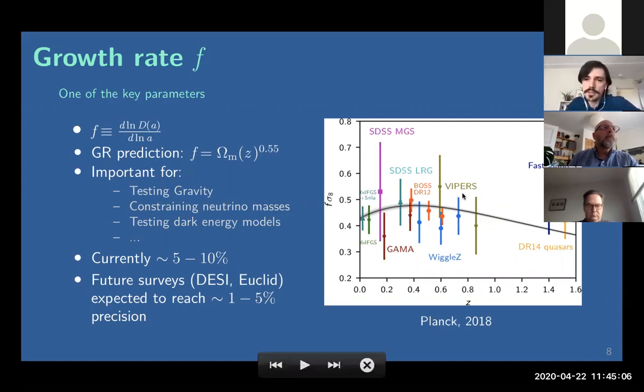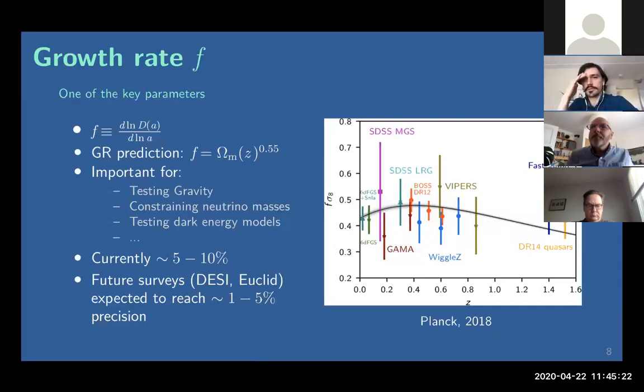So currently, these are some constraints that I picked up from the Planck paper, and you see that they are a bit all over the place, but most of the best ones are roughly 5 to 10%, depending on which binning you take, while future surveys are expected to do much better, of course. So we need to be very careful about the theoretical error and the systematic errors on this parameter. So we need to know this F parameter very well. And I'm going to talk about an effect that is basically degenerate with this F.